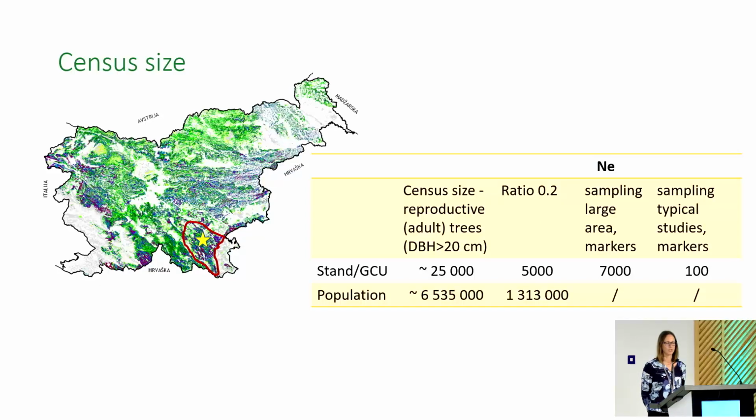Now if we would want an estimate for the entire population, clearly we wouldn't be able to trust the methods or the results based on linkage disequilibrium, because they are much smaller than what we would get using a ratio, which would give us an effective population size in the range of 1 million.